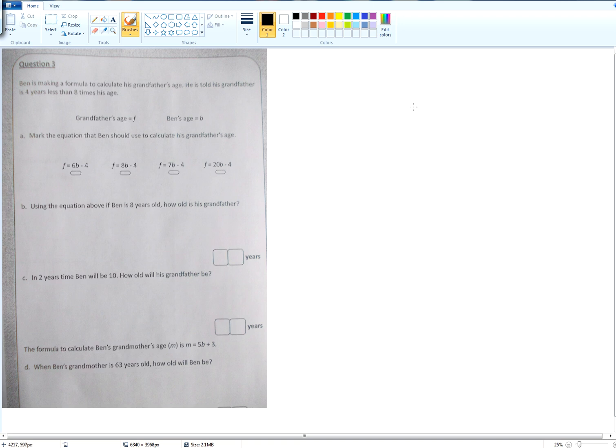Okay, right. Question number 3. Ben is making a formula to calculate his grandfather's age. He is told his grandfather is 4 years less than 8 times his age. So grandfather's age is F, Ben's age is B. Mark the equation that Ben should use to calculate his grandfather's age. The second one. Oh, hang on.